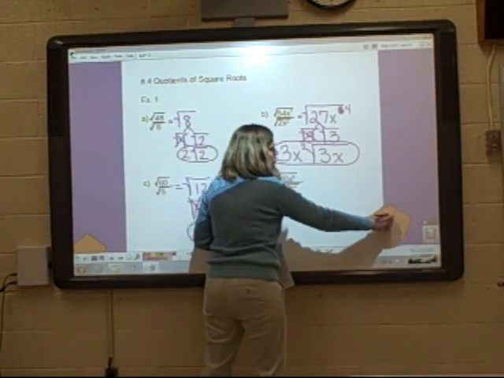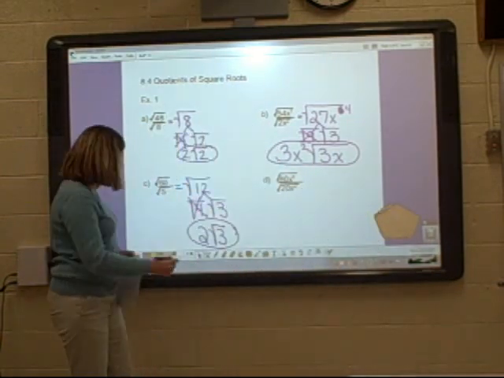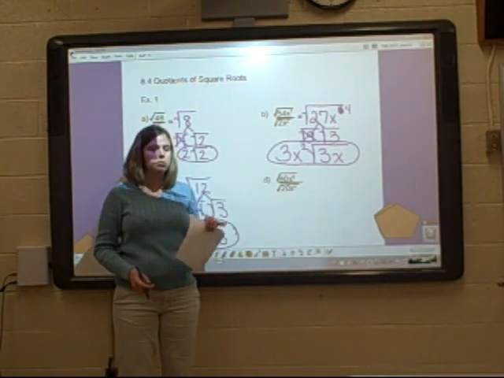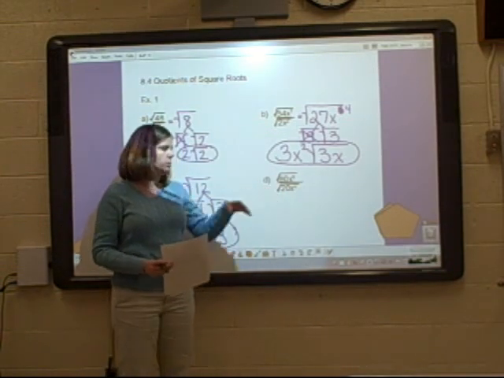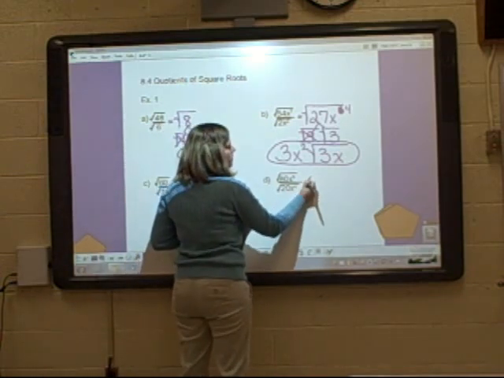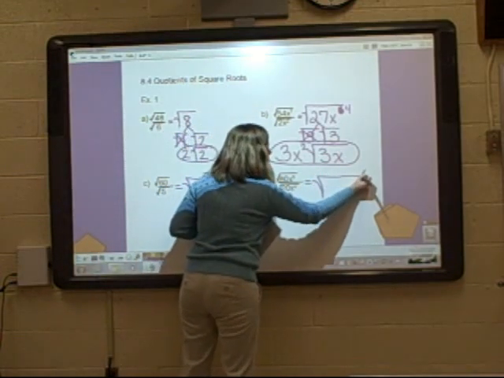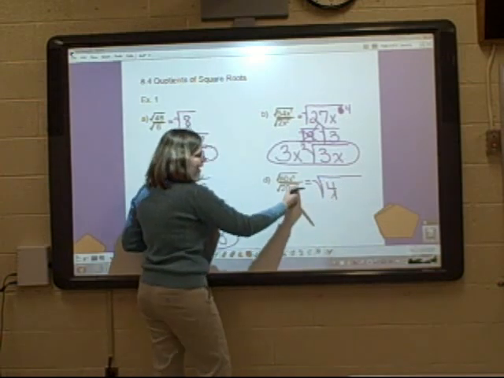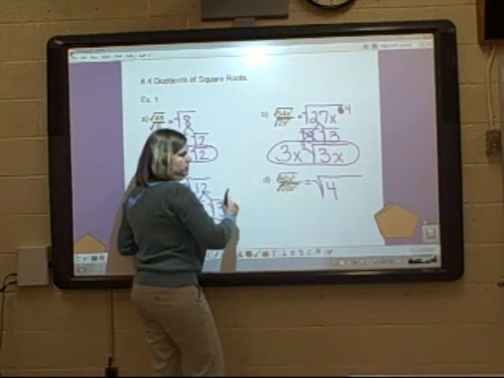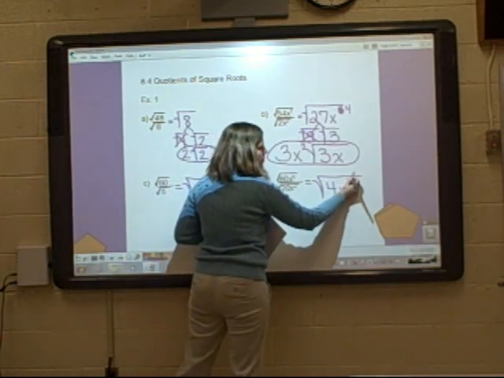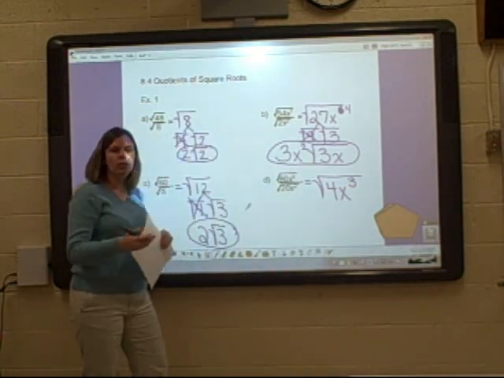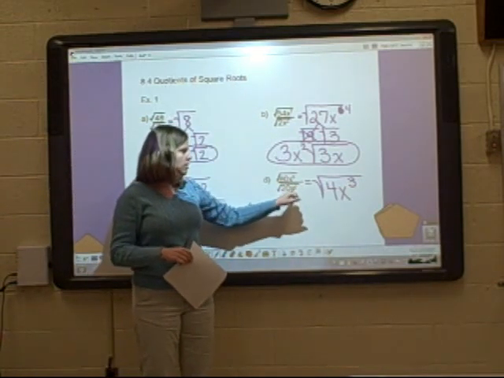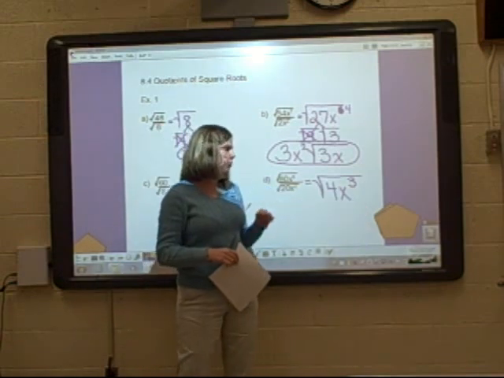And last, let's do one more where we have variables involved. Once again, you want to make sure that they're divisible before you actually write it as one square root. And these are divisible. 80 divided by 20 gives you 4. And x to the 5th divided by x squared would give you x to the 3rd. Because you want to remember that when you are dividing with exponents, you're really subtracting. And 5 minus 2 gives me my 3.